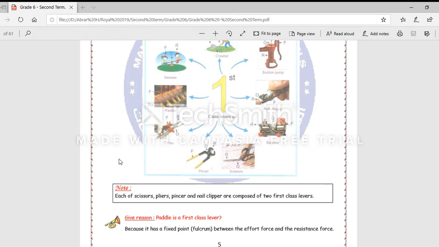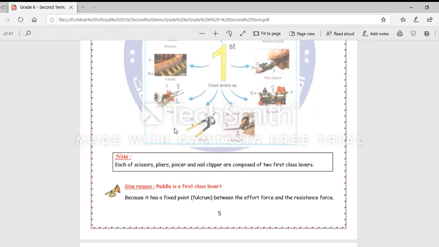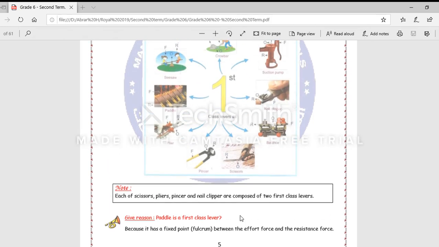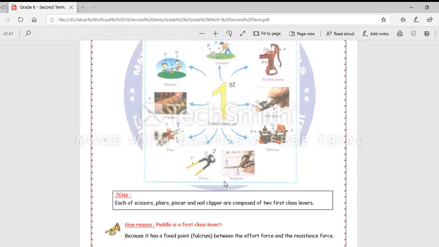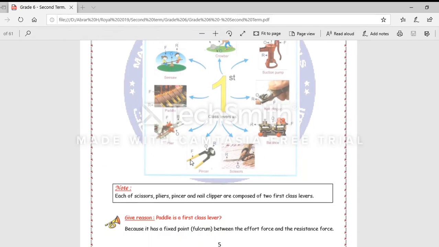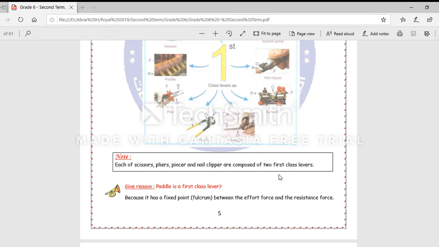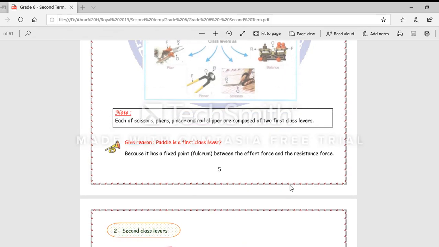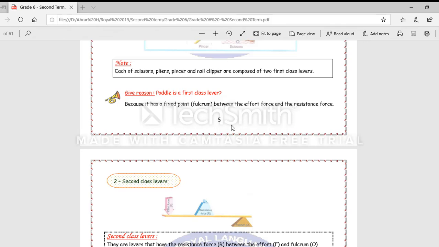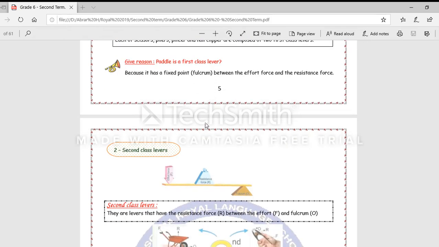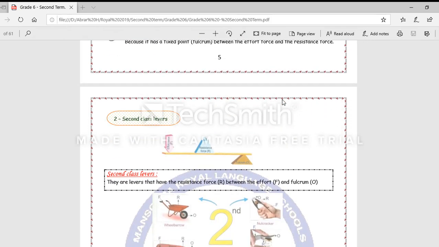There is a very important note. What is this note? That each of the scissors, pliers, pencil, and nail clipper are composed of 2 first class levers. Why? In the pincers and the pliers and the scissors and in the nail clipper, I have 2 rigid bars, and that's why we said that it is composed of 2 first class levers. So here, give reason: the paddle is a first class lever because it has the fulcrum between effort and resistance.